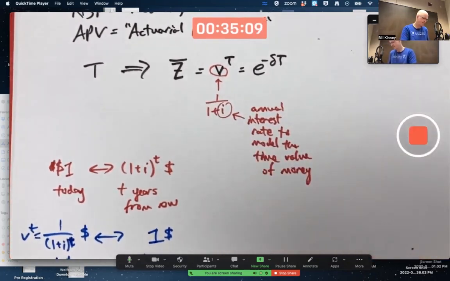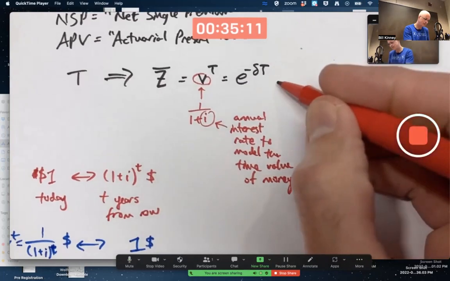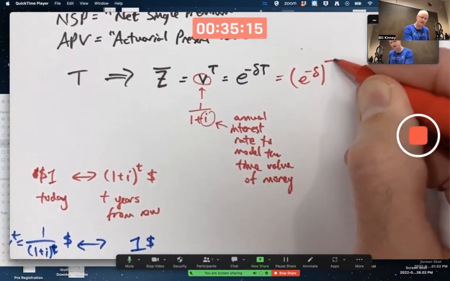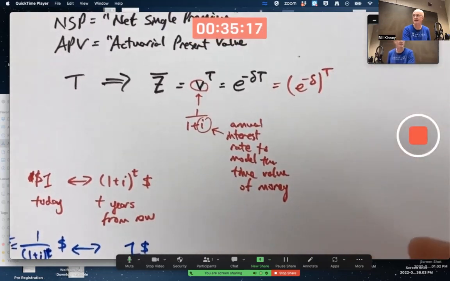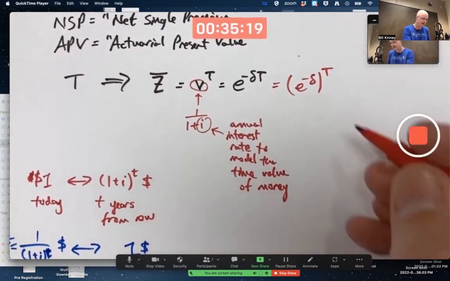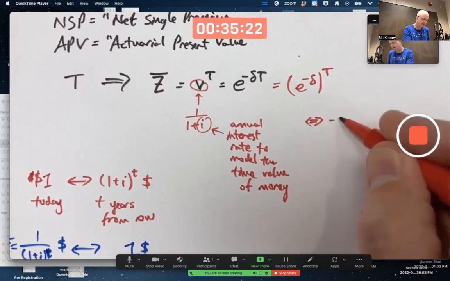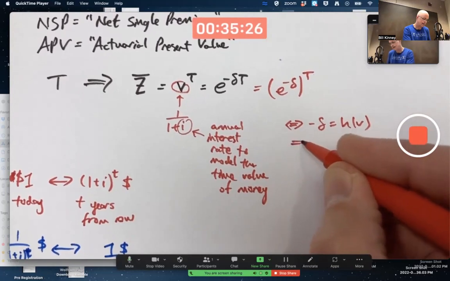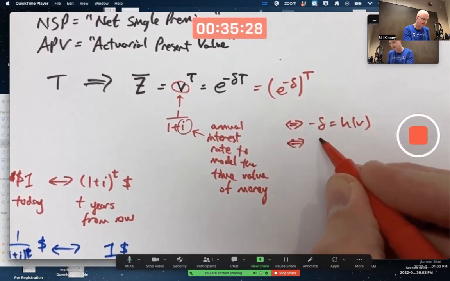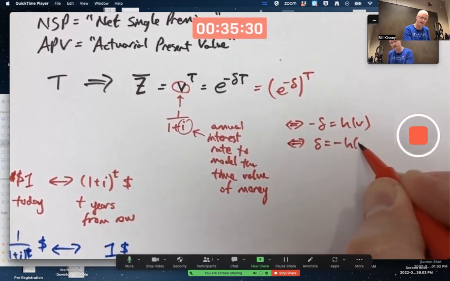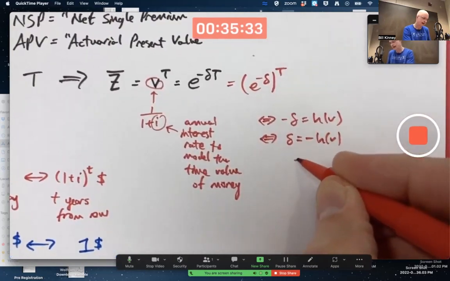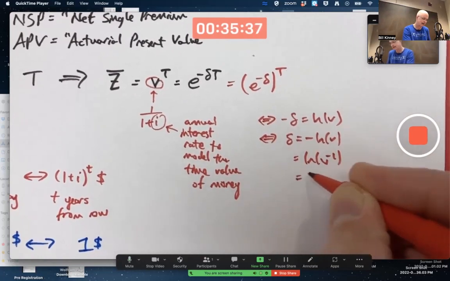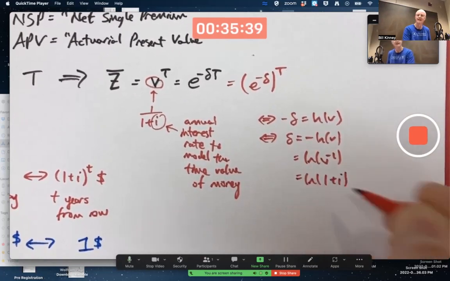What's delta? Well, delta is chosen so that v equals e to the negative delta. In other words, negative delta is the natural log of v, and that's equivalent to delta being negative natural log of v. Bring that negative sign up into the power by property of logs, and that's the same as the natural log of 1 plus i.